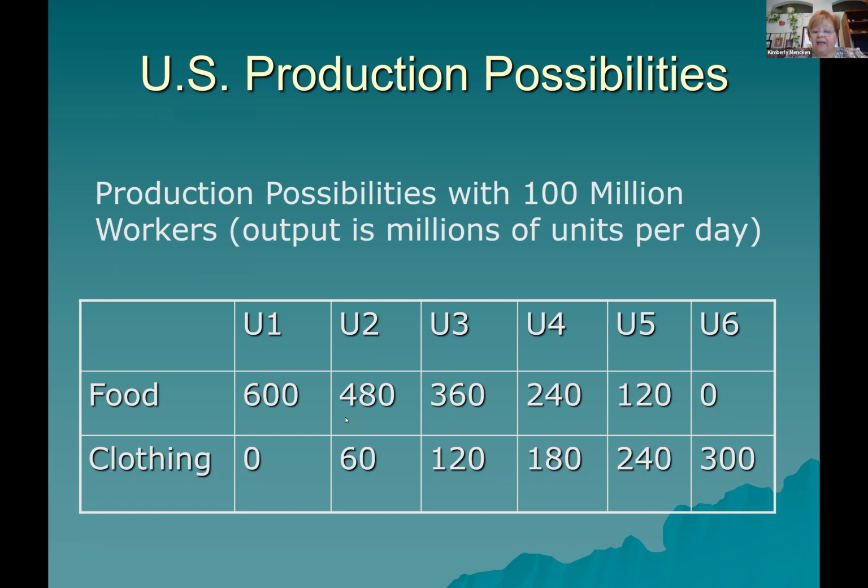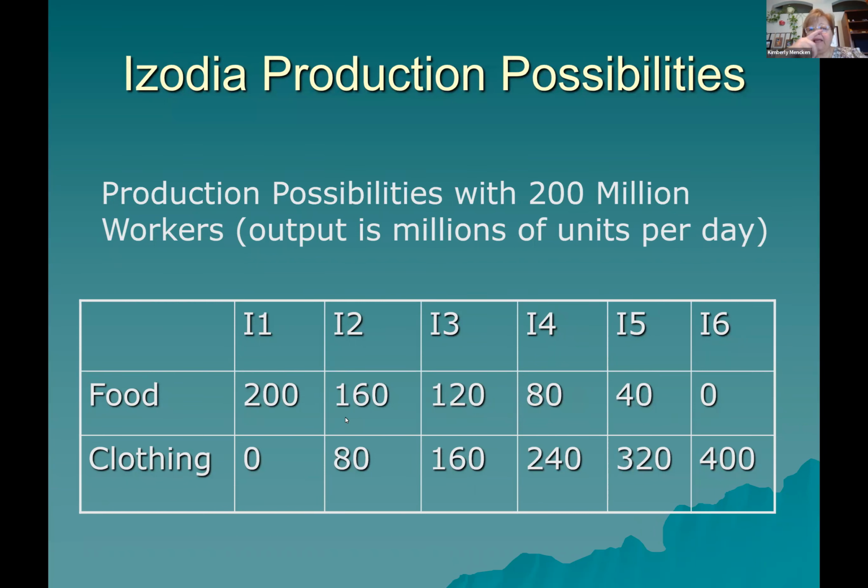All right. So let's go look at Izadia. Okay. If Izadia completely specializes in food, we'll have 200 food, no clothing. And if you'll notice, we've got another straight line PPF. Izadia loses 40 food and gains 80 clothing. So we give up from 160 to 120, we give up 40 food and they gain from 80 to 160, another 80 clothing. Okay, so another straight line PPF. For every 40 food they give up, they gain 80 clothing.